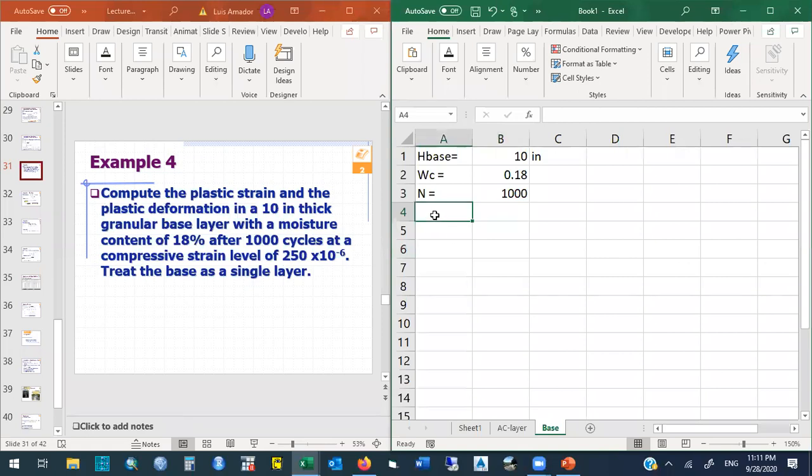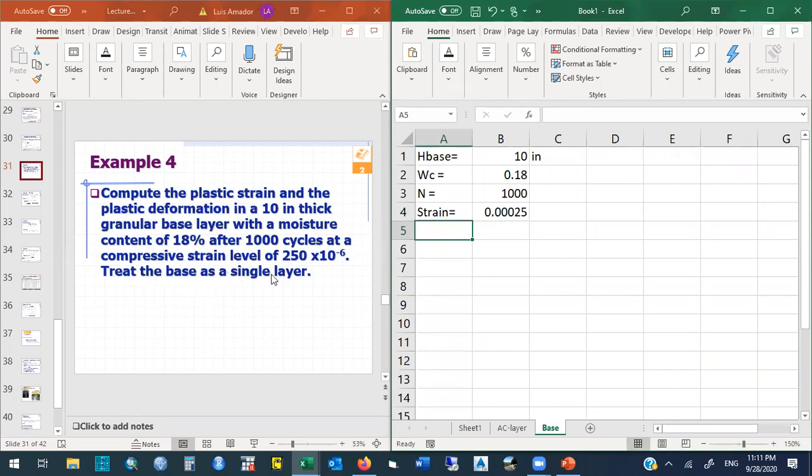Compressive strain. Is that right? No, I think you need to add one more zero. No, it's right, I think. Right, sir. 1, 2, 3, 4, 5, 6. Yeah, I think it's right. You're right. Okay.